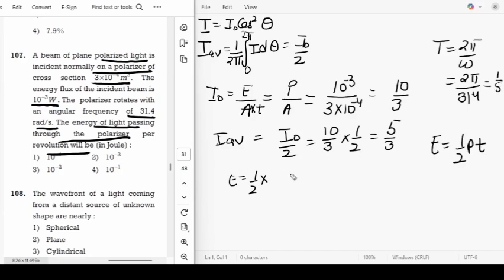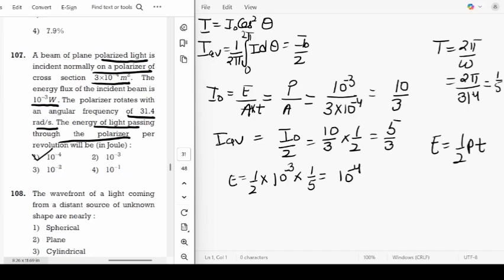Power is 10 to the power minus 3 and time is 1 by 5. When we solve this, we get 10 to the power minus 4. So our option A is correct from this point.